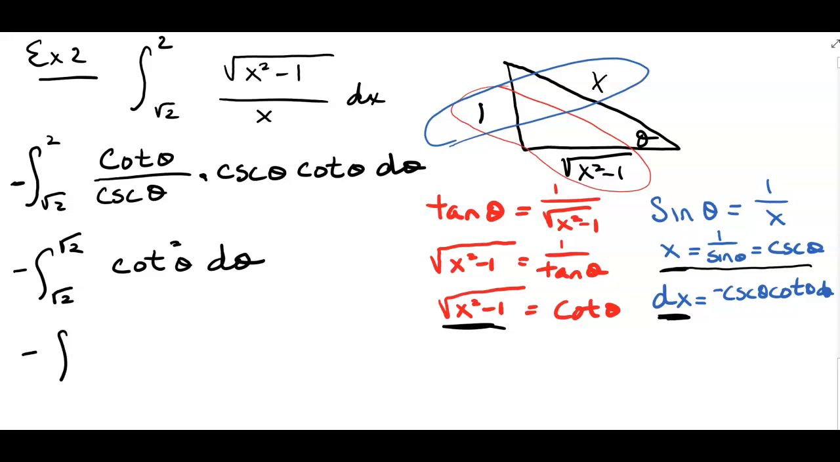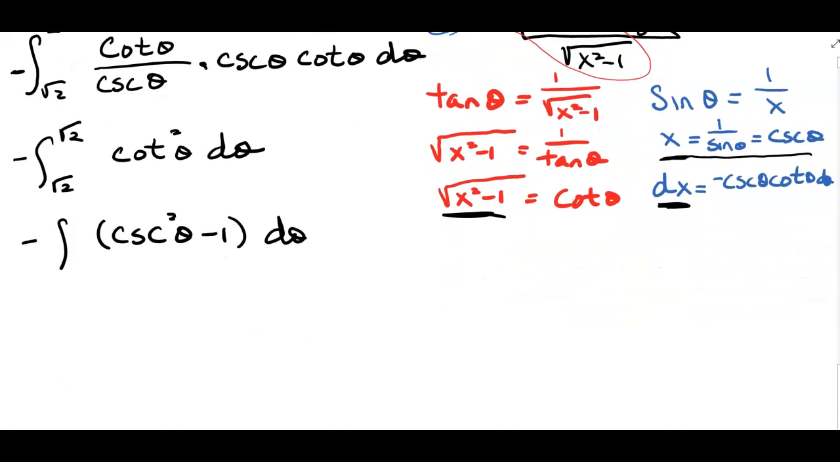We can't just take the integral of cotan squared. We don't have anything for that. But what we can do is turn our cotan squared into, by using our Pythagorean identity, cosecant squared minus 1. Why is that helpful? Because I can take the integral of cosecant squared.